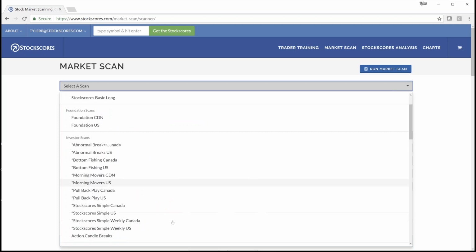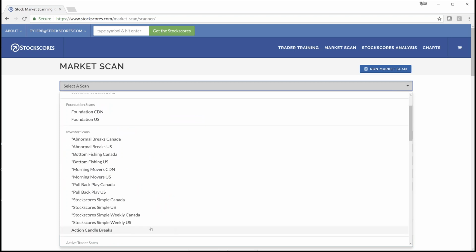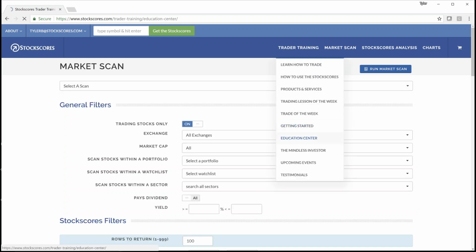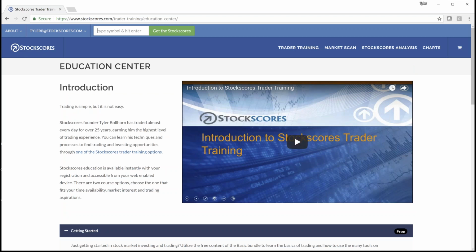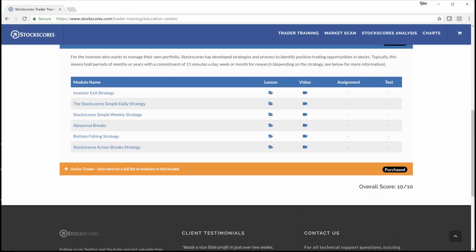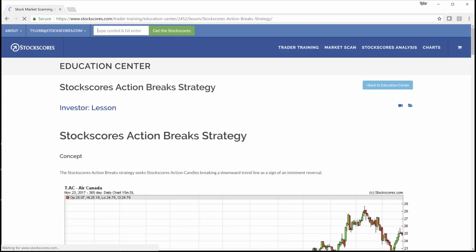All right, so we're going to run the investor scans. We're going to do the action candle breaks. Now, just a quick note, if you go into the trader training area, education center, and go down to the investor area, you will see the action candle, stock scores action breaks strategy. There is a write-up which explains the rules.